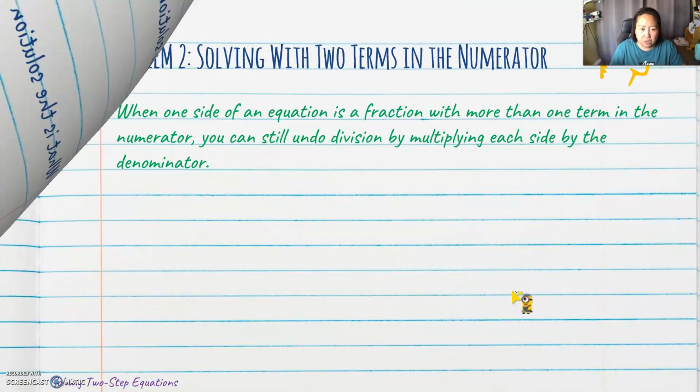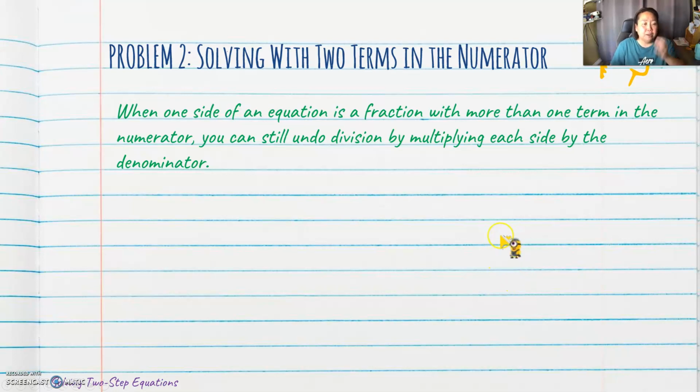So let's move on. In this particular setup, we will not be doing addition or subtraction first. When one side of an equation is in fraction form and it has more than one term in the numerator, the first thing that you can do is to undo the division first, and then you can move on with the addition and subtraction. Let me give you this example.